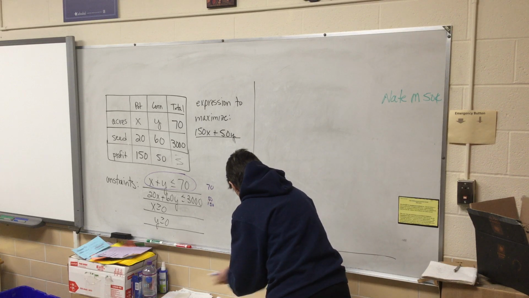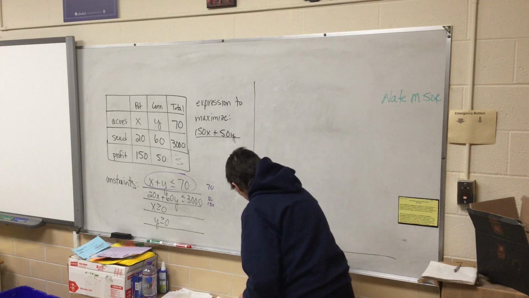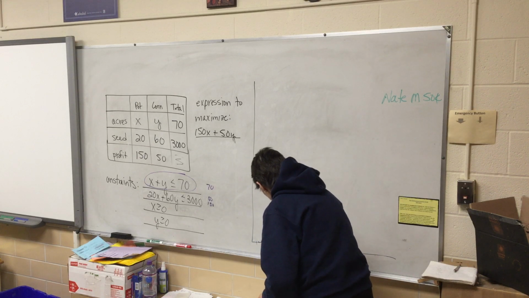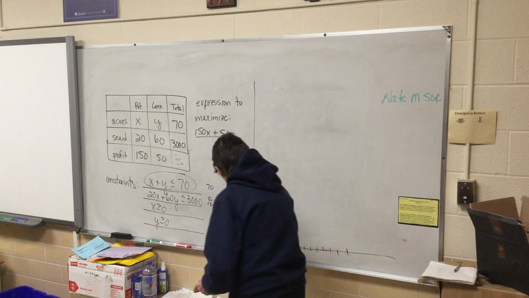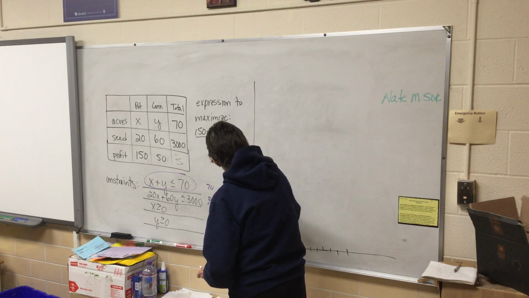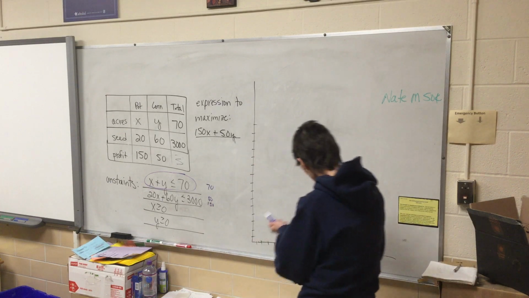You might still have to extend your graph. I don't know how wide it is. I'm going to make my hash mark smaller. 1, 2, 3, 4, 5, 6, 7, 8, 9, 10, 11, 12, 13, 14, 15. 1, 2, 3, 4, 5, 6, 7, 8, 9. Okay, so now I'm ready to graph.